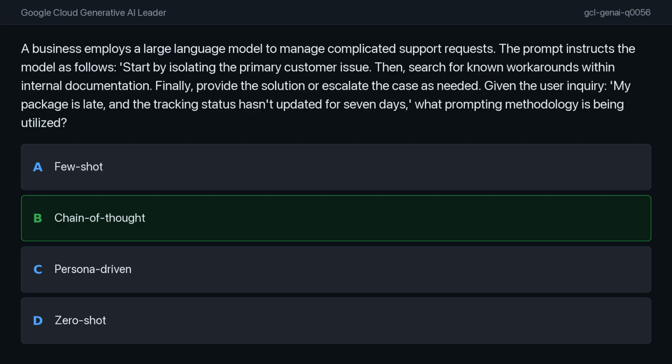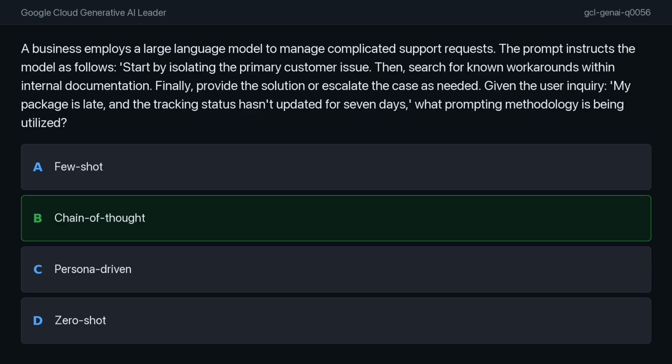Few-shot prompting requires providing specific input-output pairs or examples for the model to follow, which are absent here. Persona-driven prompting involves telling the model to adopt a specific role or character, like acting as a support agent, but that is not the focus of these instructions.